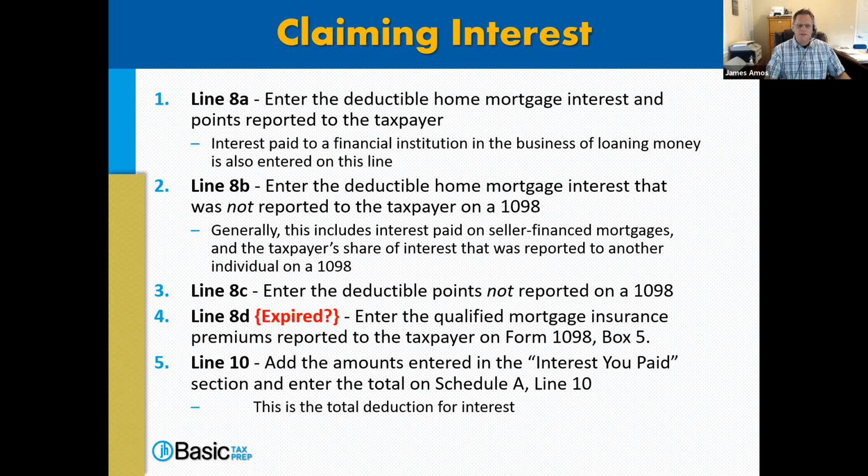The point is, if it's not on a Form 1098, she would have to put on her tax return the amount of interest she paid me. So let's say I did not send her a 1098, she would report that interest on line 8B. Does that make sense? My example might have been confusing, but does the rule make sense? It makes sense. The rule makes sense.